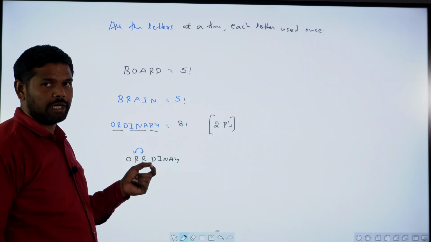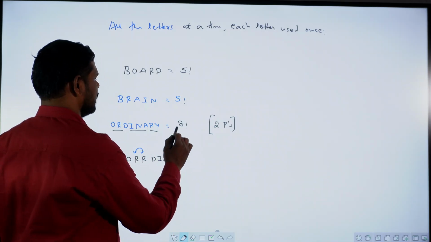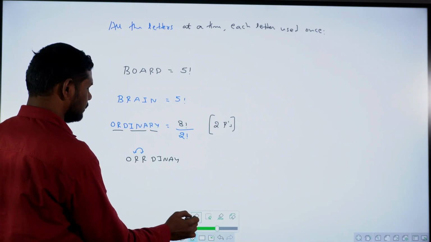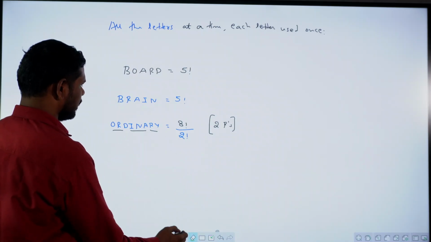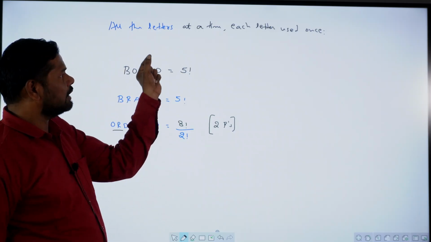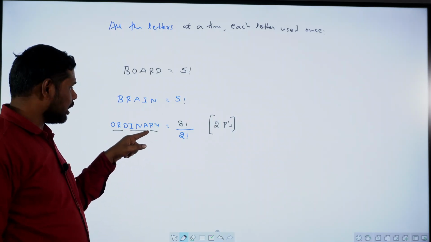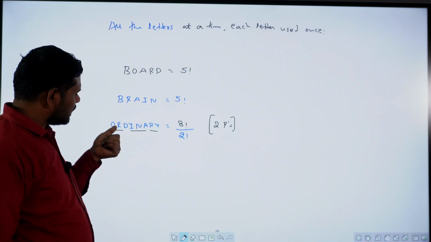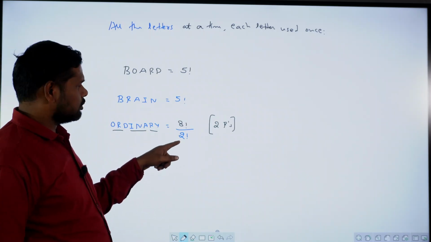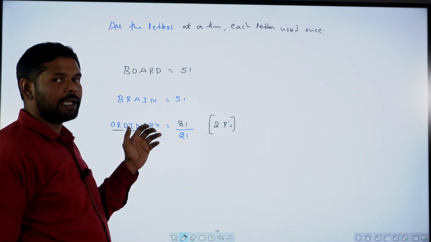Again, it is not possible to write them all. That's why, whatever the repeated letters are, you need to divide by the factorial of the repetitions. It means 8 factorial by 2 factorial is the exact solution for ORDINARY. In how many ways can we arrange by using all the letters at a time, each letter used once? Sir, yes, we are using each letter once, but 2 R's are there, so two different letters are there. That's why ORDINARY can be arranged in 8 factorial by 2 factorial ways.